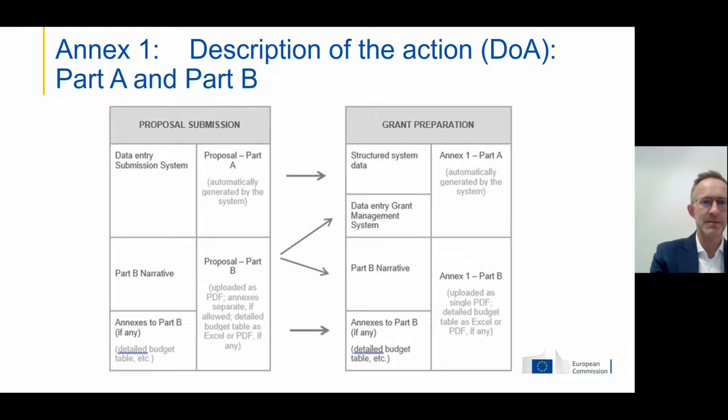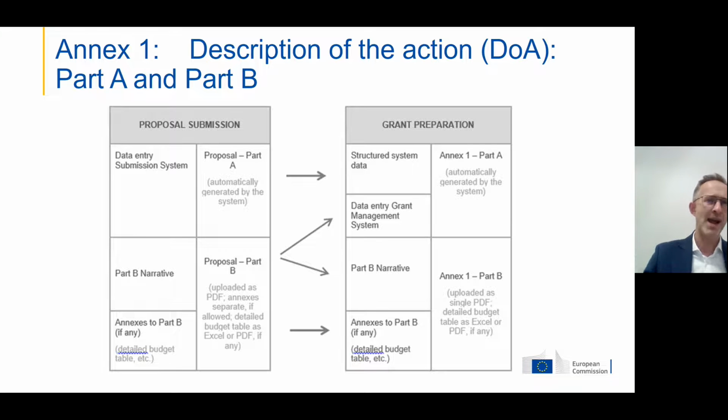And what happens? You submitted your structured information in your application as part A of the proposal. Now we will try to use it for further fine-tuning and adjusting in line with the results of the evaluations. And this will be the core part describing the action and what needs to be done. However, we also have part B, as I said, which is needed for this grant agreement.